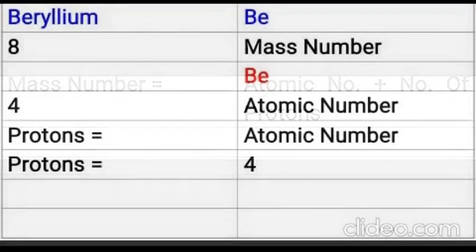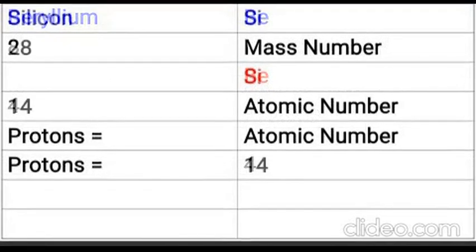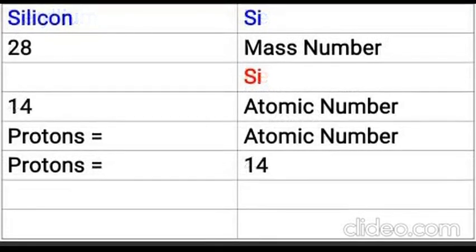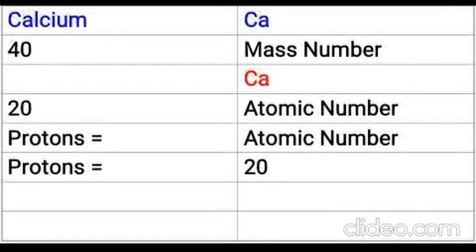The number of protons of an unknown element can be calculated by using its mass number and number of neutrons. Mass number equals number of protons plus number of neutrons, and number of protons equals mass number minus number of neutrons.